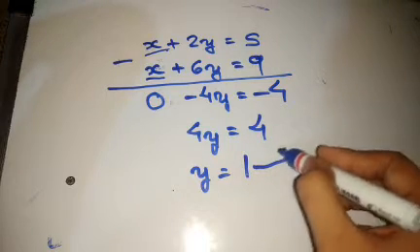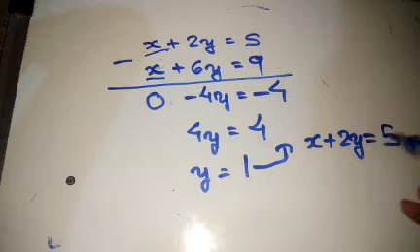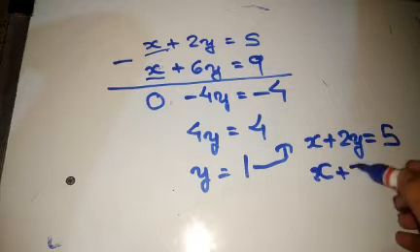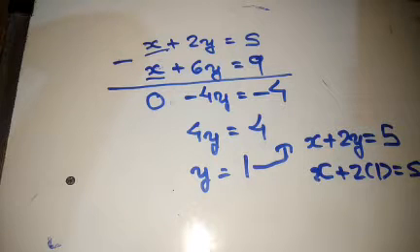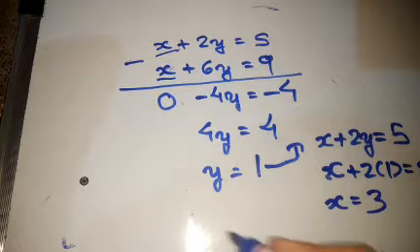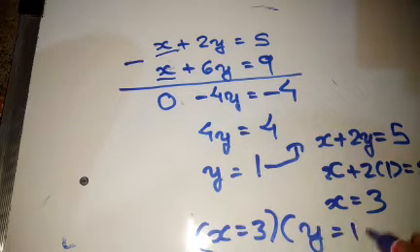We will put this value of y in the first equation. You can put it in any equation, first or second, but we are just putting it in the first. Then x plus 2 times 1 equal to 5 will give x equal to 3. So we have x equal to 3 and y is equal to 1.